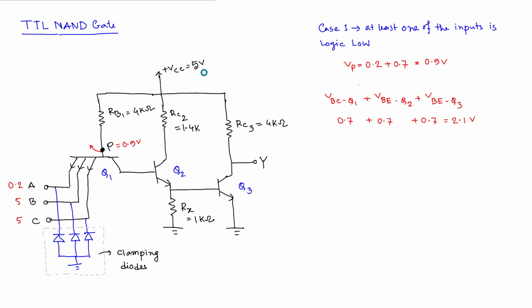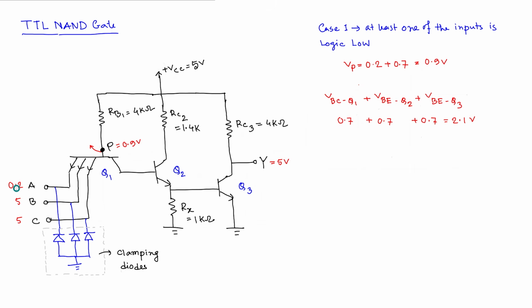That means the 5 volt we are getting here will go through this path, and because Y is still not connected with anything, we can assume that no current should be flowing through here, and the resistance voltage drop here can be considered 0. So we will get directly 5 volt at the output whenever we get at least one of the inputs as logic 0 or corresponding voltage, that is 0.2 volt. Okay, so this is true for all 7 conditions whenever at least one of the inputs is logic 0.